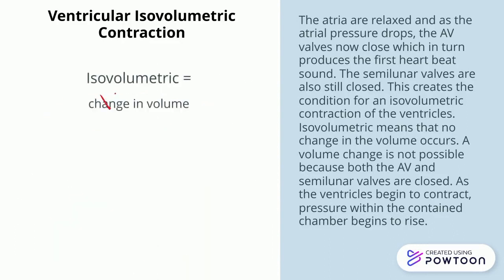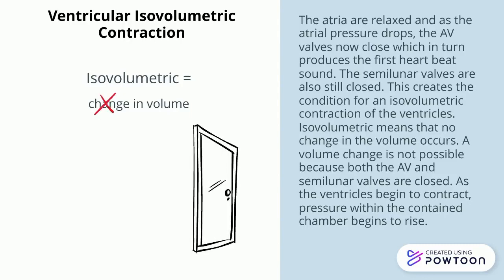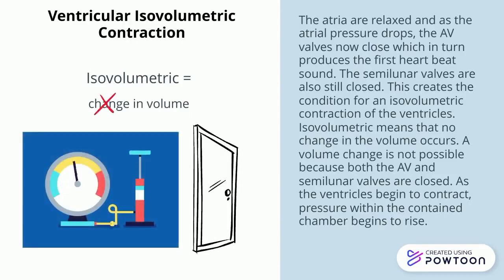Isovolumetric means that no change in the volume occurs. A volume change is not possible because both the atrioventricular and semilunar valves are closed. As the ventricles begin to contract, pressure within the contained chamber begins to rise.